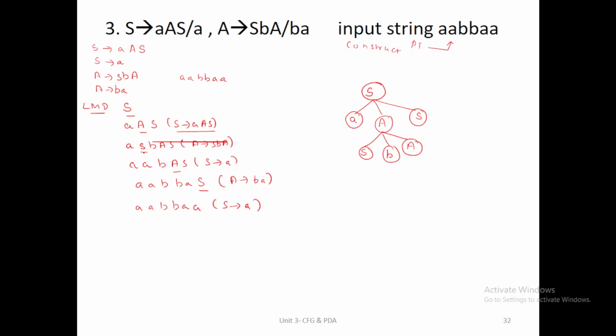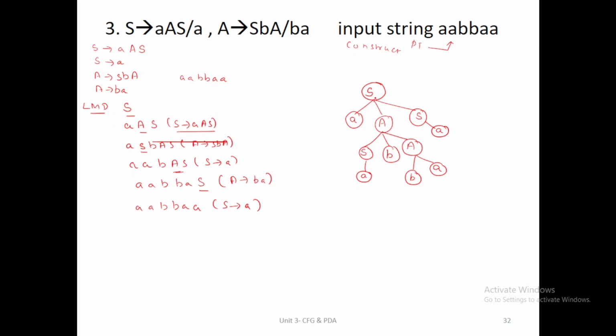From the third step, S should be replaced as small a. So I am writing the fourth step. Then in the fifth step, capital A should be replaced as BA. So this capital A will be split into two children, that is BA. Then at the last step, S is replaced as A. So wherever the non-terminals are available, here it is, the parse tree.